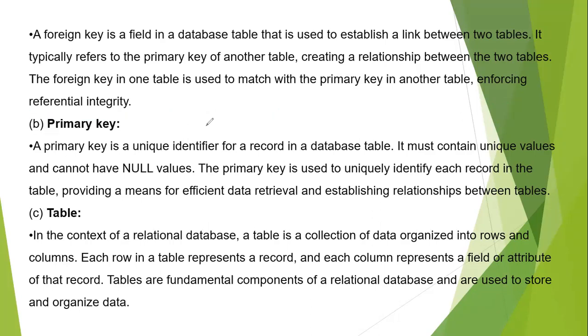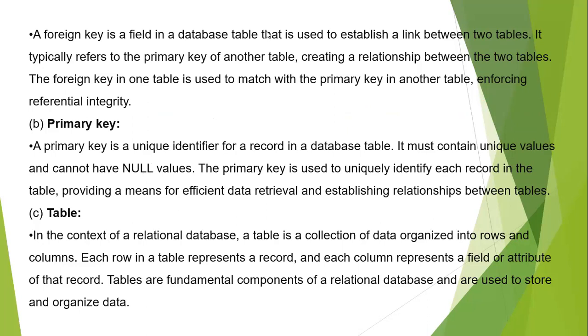Now see primary key. A primary key is a unique identifier for a record in a database table. So it must contain unique values and cannot have null value. The primary key is used to uniquely identify each record in the table, providing a means for efficient data retrieval and establishing a relationship between tables. So this is the complete definition of primary key. You got it? Yes, Amit.